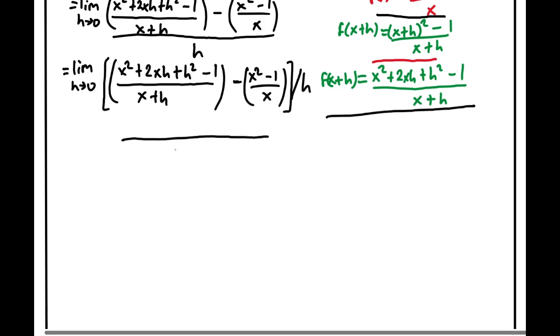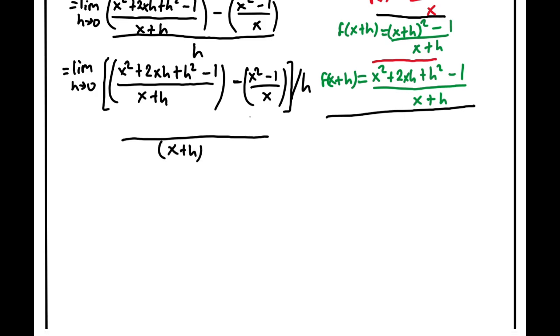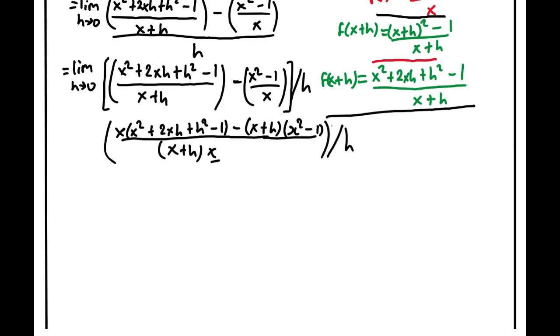Our common denominator has to be x plus h, and from this side it's x. So x plus h into the denominator, we remain with x. Then open brackets, multiplied by x squared plus 2xh plus h squared minus 1, minus x into this denominator. We have x plus h multiplied by x squared minus 1. This entire thing again divided by h.